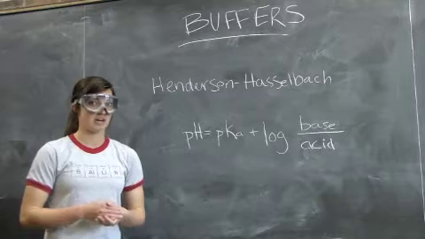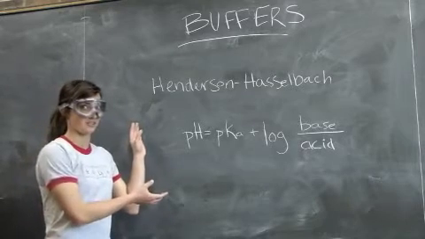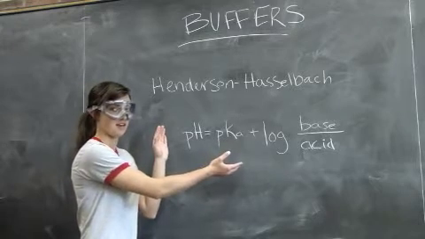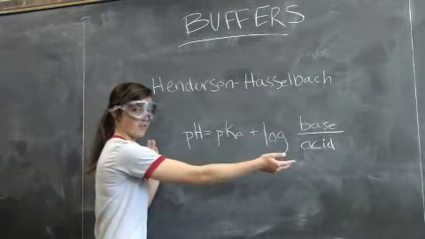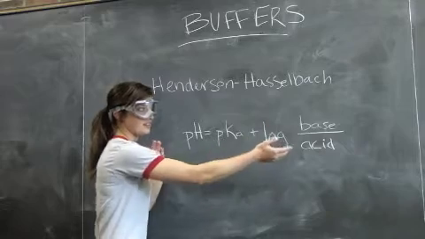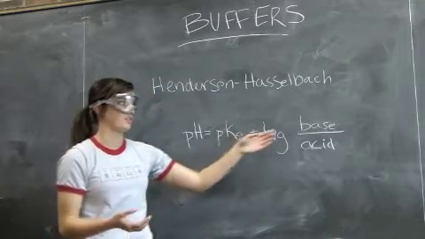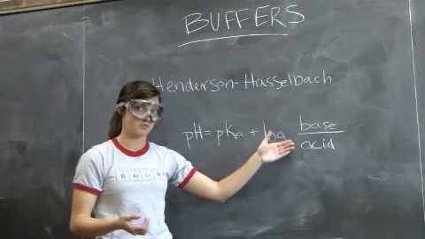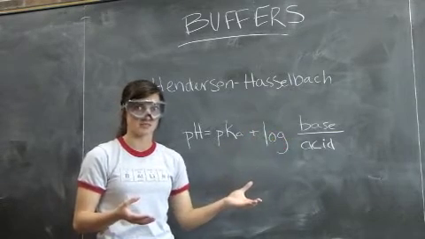An equation that helps us describe a buffer is the Henderson-Hasselbalch equation. In this equation, pH is equal to the pKa plus the log of the base over acid. Now, the base over acid is a ratio, and therefore you can either use the amount of moles of base and acid, or you can use the concentrations of base and acid, as long as it's kept consistent.